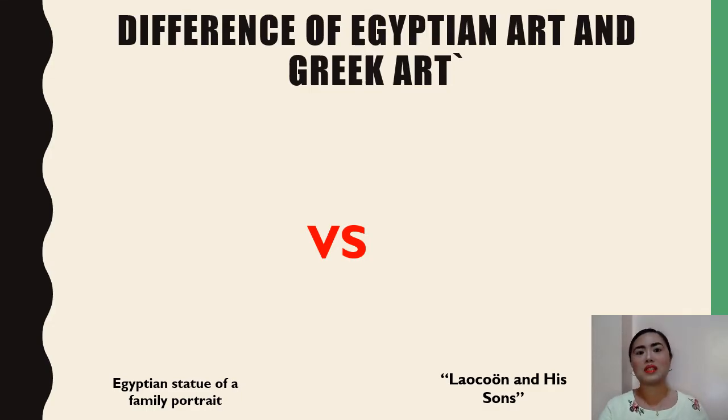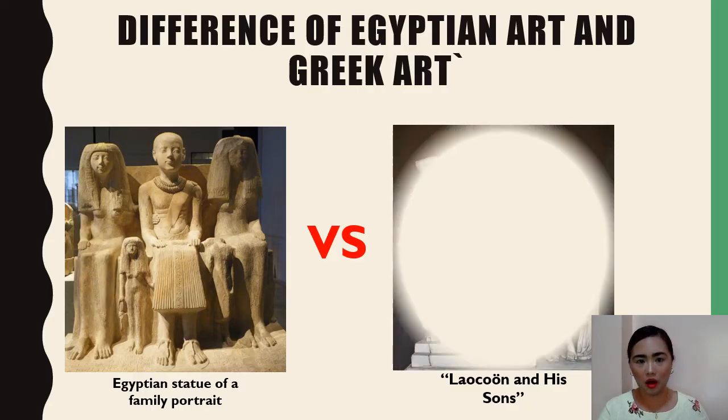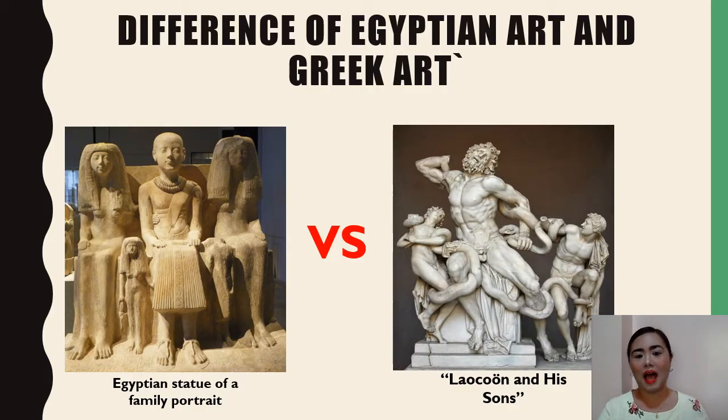Now, when it comes to style, let us differentiate Egyptian art and Greek art. Let us use these examples. On your left side, you have an Egyptian statue of a family portrait as a representative of Egyptian art, while on your right side, you have Laocoon and his sons, which is the representative for Greek art. Now, in contrast to the continuity of Egyptian art, Greek art evolved rapidly from stylization down to naturalism. So their concentration is naturalism.